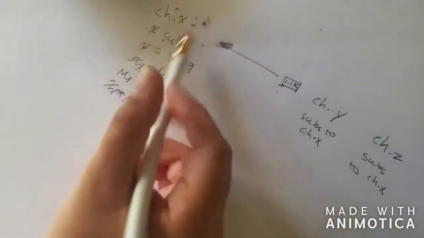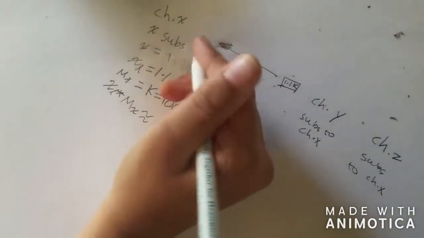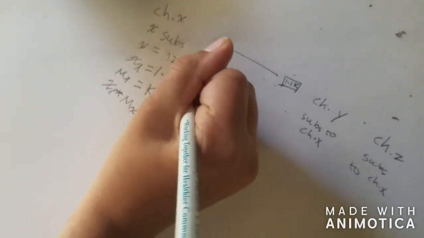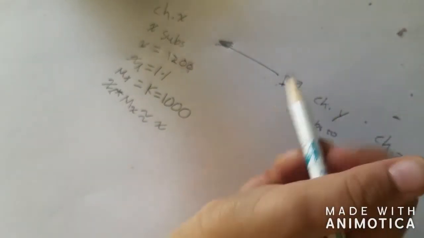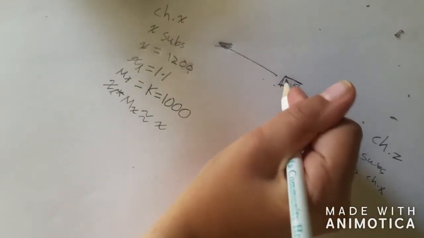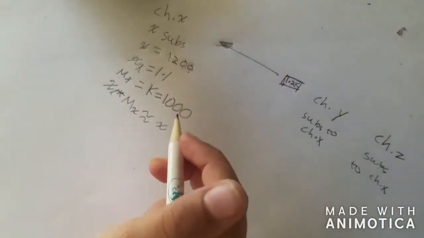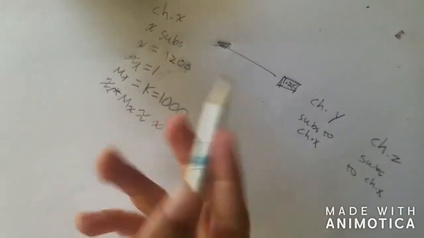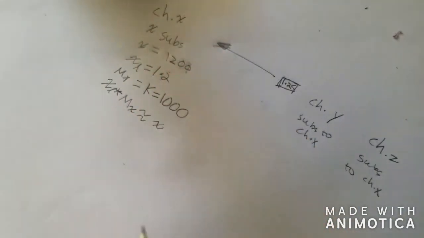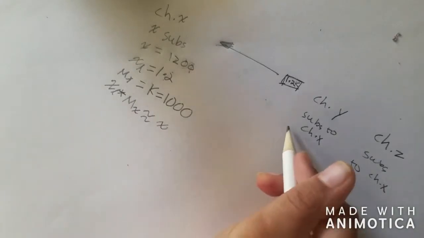Now, this number rolls over to 1,200, and on the sub count, it's now 1.2K. So this number is now 1.2. Now we've made a change.